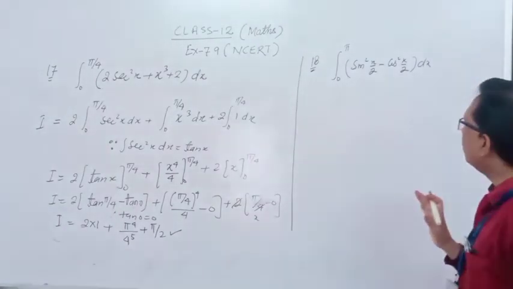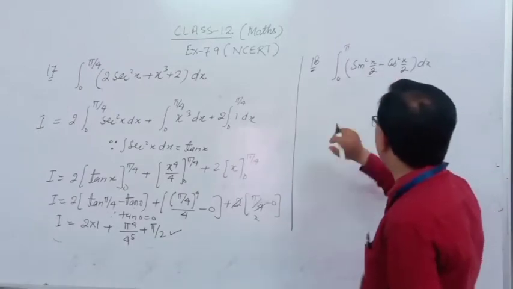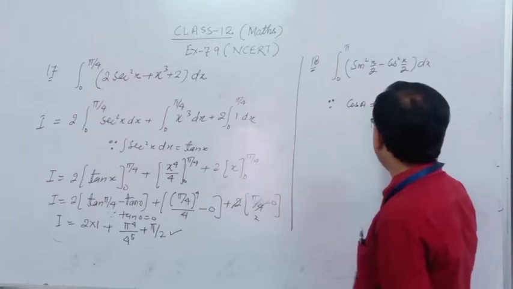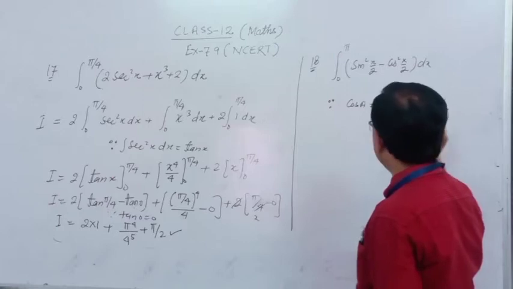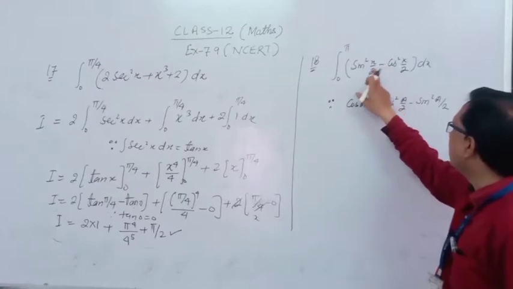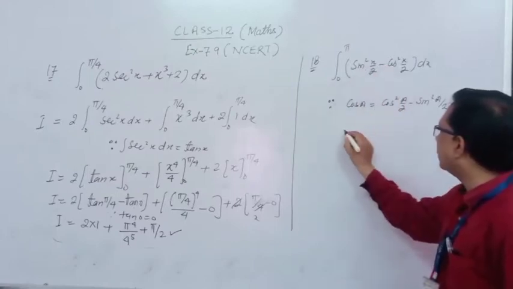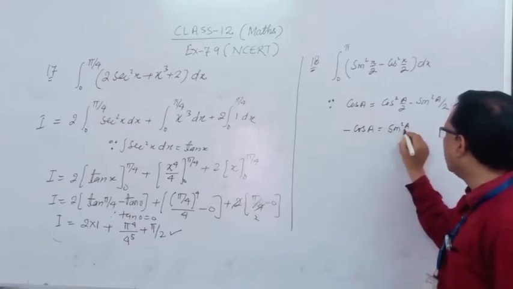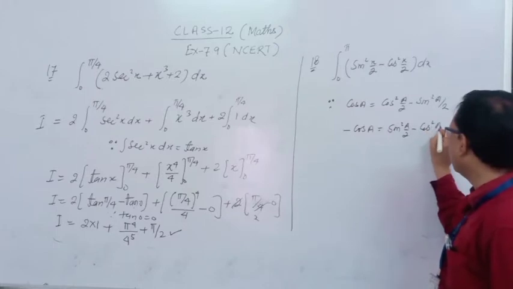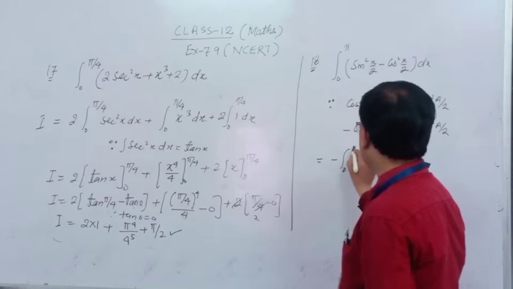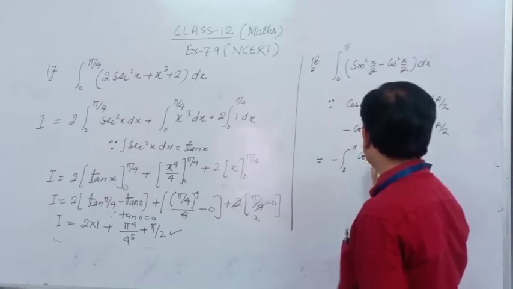If you think seriously, we see that this is a formula. And what is the formula? The formula of cos A: cos A is cos square A by 2 minus sin square A by 2. This is your formula. But here cos is negative and sin is positive, so this is minus cos A. Minus cos A is sin square A by 2 minus cos square A by 2. So here we write this is minus the integral from 0 to pi of cos x.